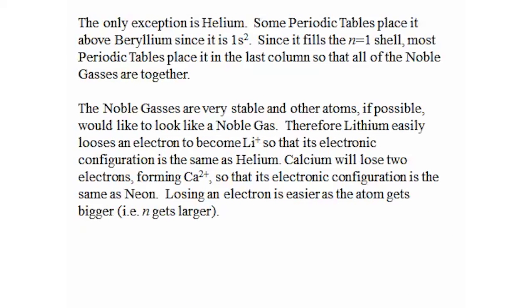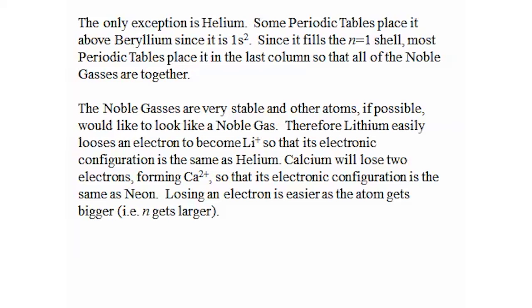The only exception to this periodic table is helium. Some periodic tables place it above beryllium, since its electronic configuration is 1s squared, or 2 electrons in an s orbital. But since it fills the n equals 1 shell, most periodic tables place it in the last column so that all of the noble gases are together. The noble gases are very stable, and other atoms, if possible, would like to look like a noble gas.